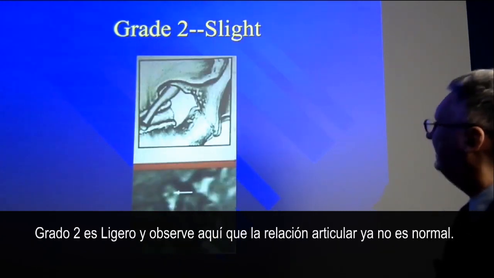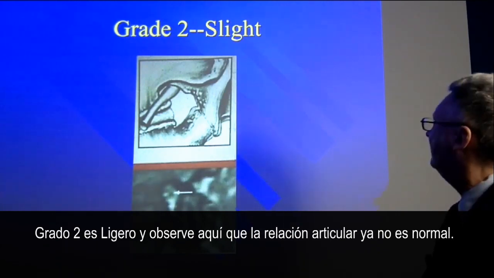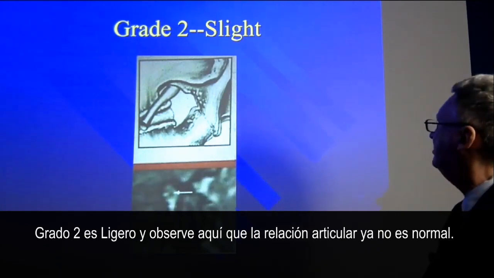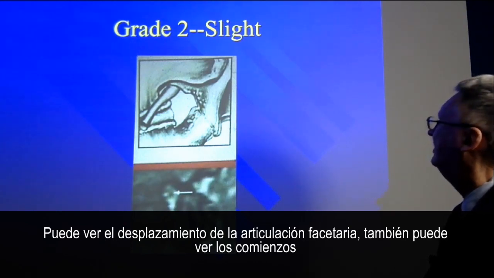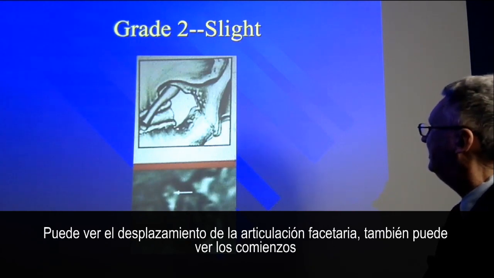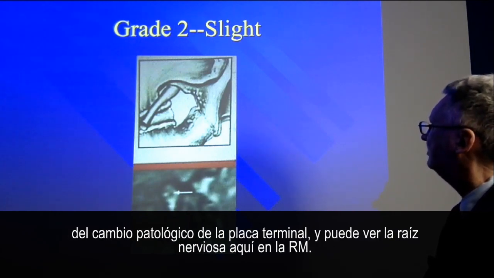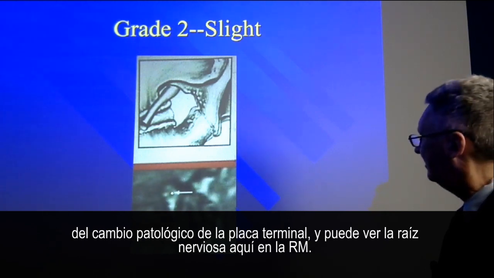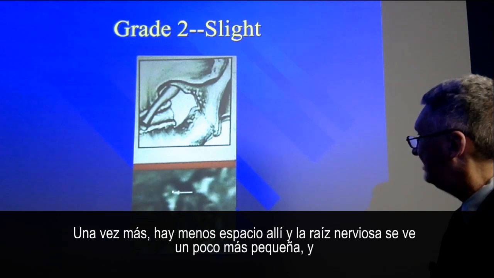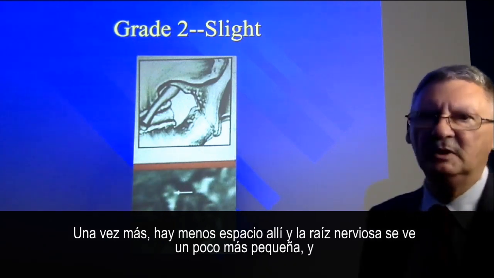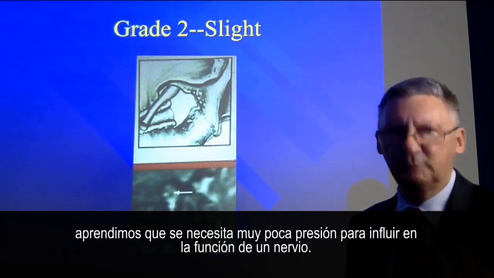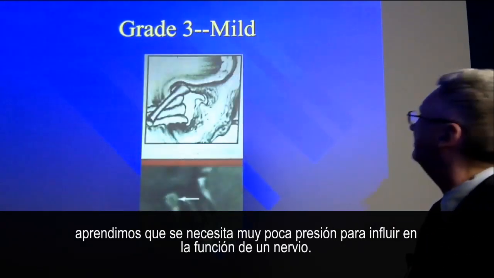Grade 2 is slight, and notice here that the articular relationship is no longer normal. You can see the displacement of the facet joint. You can also see the beginnings of end plate pathological change, and you can see the nerve root here on the MR. Once again, less space in there, and the nerve root looks a little smaller. And we learned that it takes very little pressure to influence the function of a nerve.